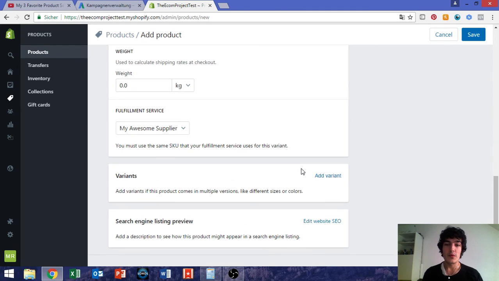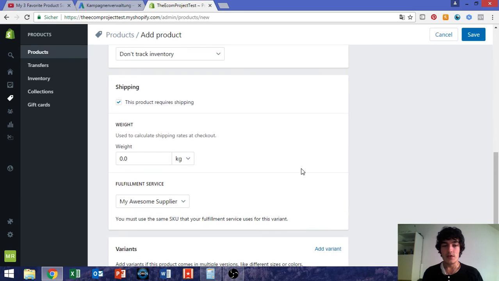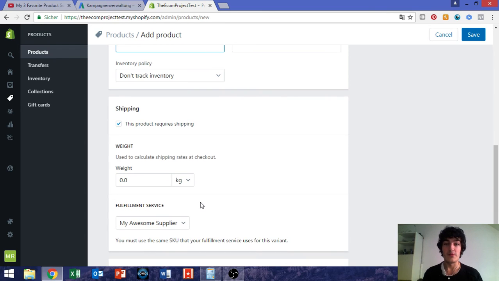And the only thing that's not 100% automated with this solution here is, of course, the payment. There is no way, at least no way I know, to link an automated payment to this fulfillment. So right now, if you make 10 sales a day and you use this My Awesome Supplier thing, then you would have to pay these orders one by one.